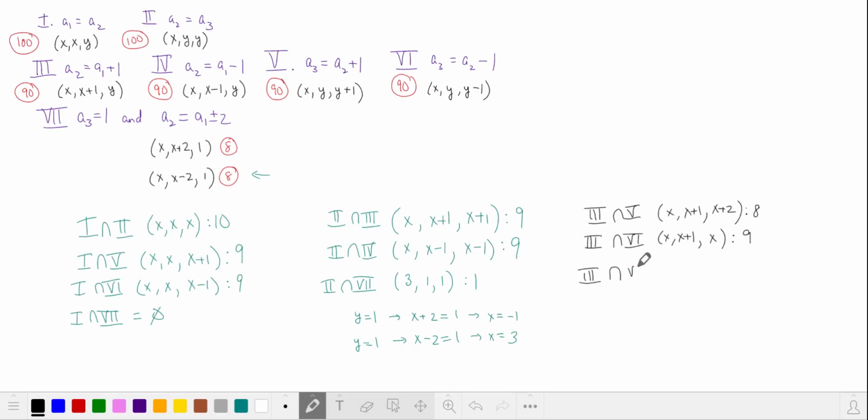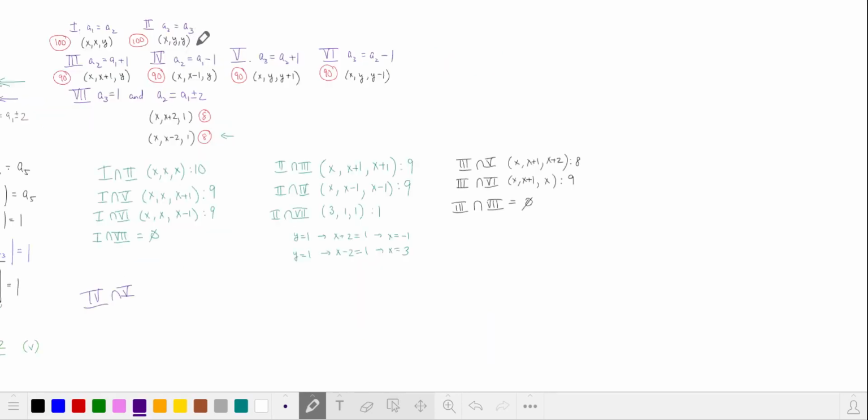Comparing 3 and 7. With 3, we have x and x plus 1, but with 7, we have x and either x plus 2 or x minus 2. So we're not going to have any overlap here. Let's go on to 4. When we compare 4 and 5, our first term is x and then x minus 1. And then by condition 5, our third term is 1 more than the second. So we're back to x. And there are 9 of these.